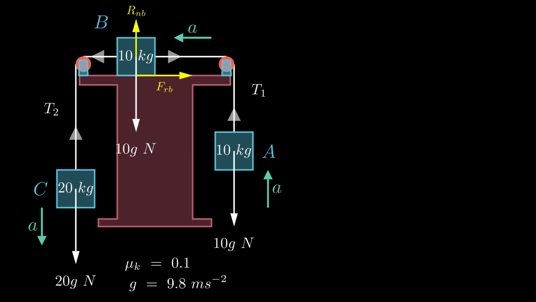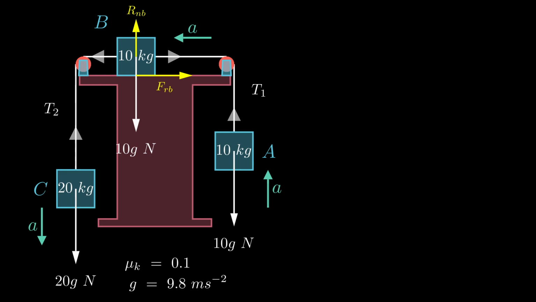The tensions in the two ropes are labeled as T1 and T2. Now, why did I use two different notations for these tensions? It's because these two ropes are connected to object B, and there's a force opposing the motion of object B, which is the frictional force. Therefore, the tension in the ropes on either side of object B will not be the same. I have labeled the frictional force opposing the motion of object B as F of RB.